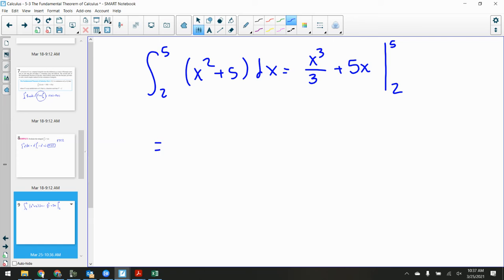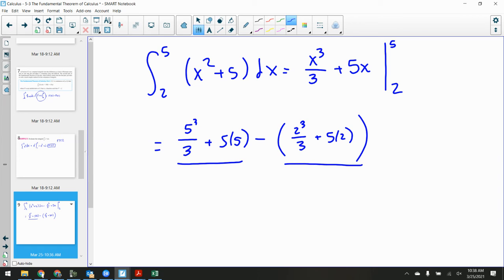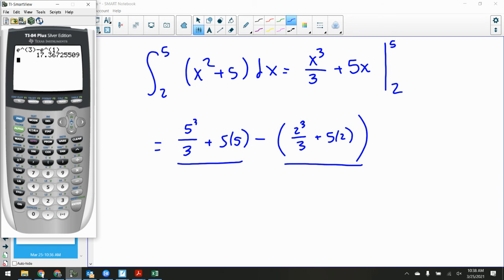So this is going to be equal to 5 to the 3rd over 3 plus 5 times 5 minus, I'm going to put it in big parentheses because sometimes we forget to subtract, 2 to the 3rd over 3 plus 5 times 2. And a lot of times I like to do this and then do that and then I subtract them. That's what you'll see here.